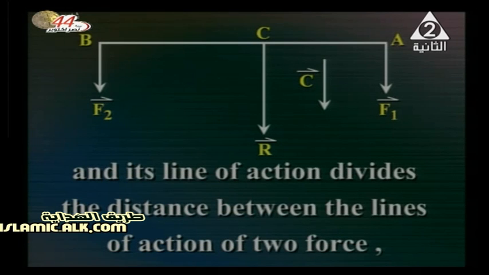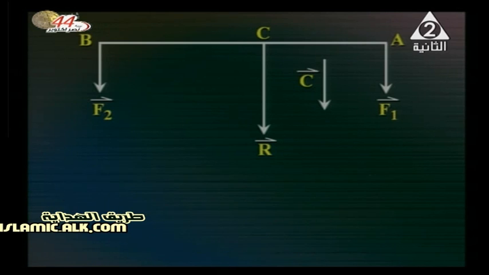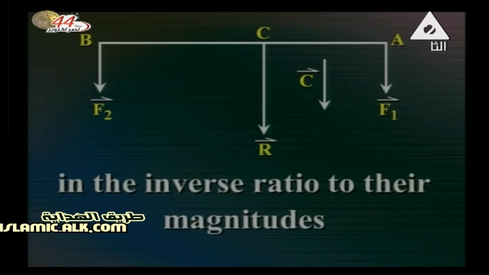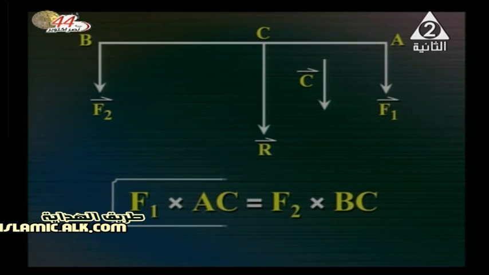Dear student, the line of action divides the distance between the two lines of action of the two forces. Look at R, the resultant of the two forces, at a point C. C divides AB in a ratio AC to BC that is the inverse ratio of their magnitudes. F1 times AC equals F2 times BC.